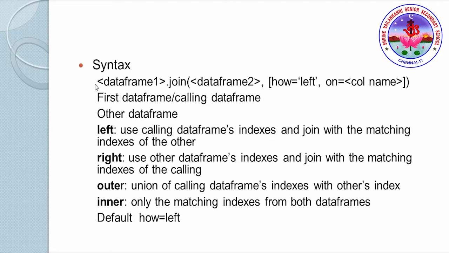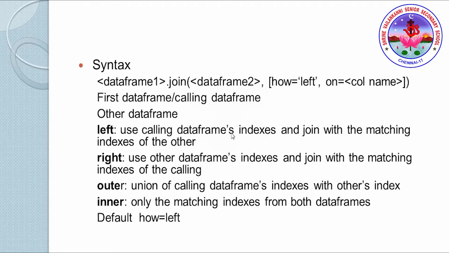Normally the first data frame is called the calling data frame, and the second data frame is called the other data frame. We can specify the join type using the left, right, outer or inner keyword. Left uses the calling data frame's indexes and joins with the matching indexes of the other. So all the indexes of the first data frame will be used and joined with the matching index from the next data frame.